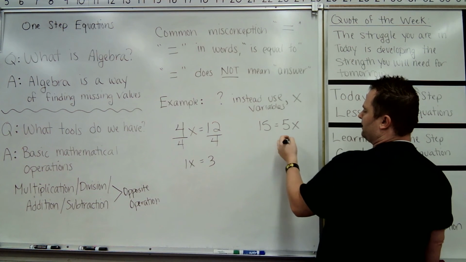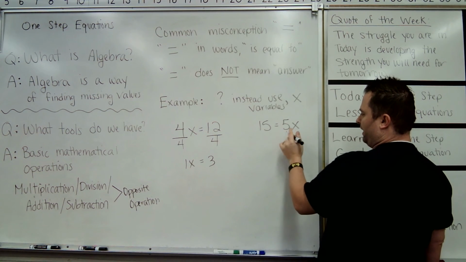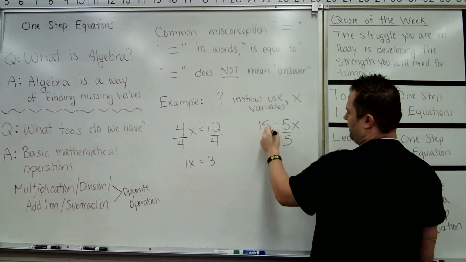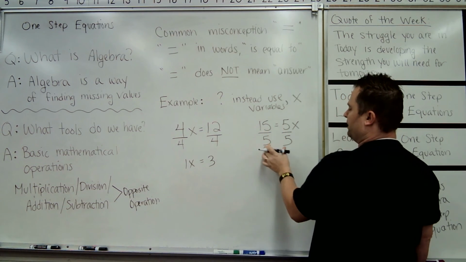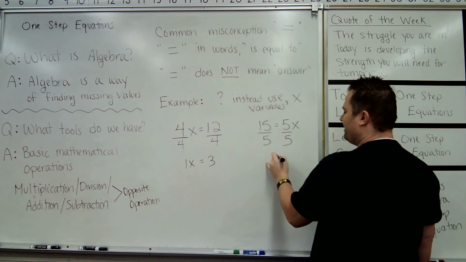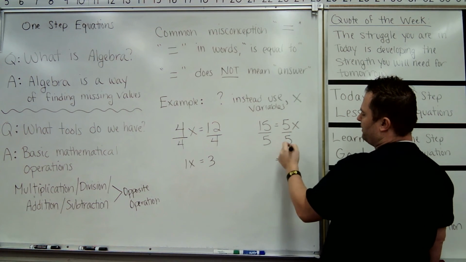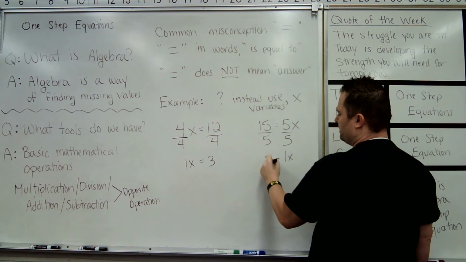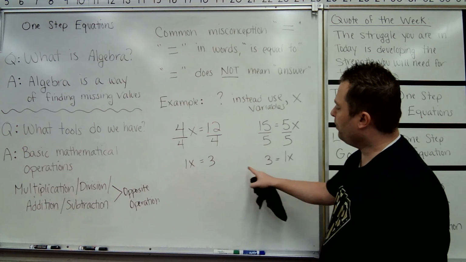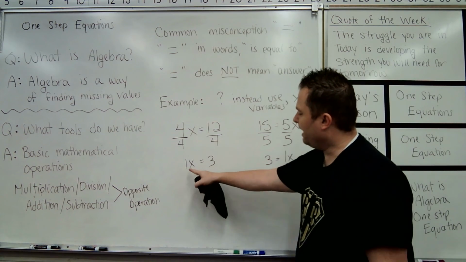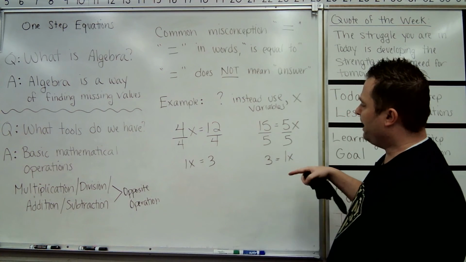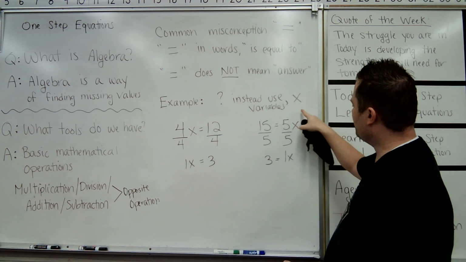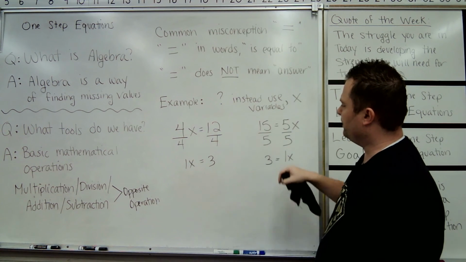15 is equal to 5x. I don't want 5x's. I want just a single x. It's being multiplied, so I have to divide. Divide by 5, divide by 5. Doing the same thing to both sides of the equation maintains that both sides are equal. 5 divided by 5 is 1 times x. 15 divided by 5 is 3. These both express that x is equal to 3, and they're both the correct answer. 5 times 3 is 15. 5 times 3, this side is equal to 15, this side is equal to 15.